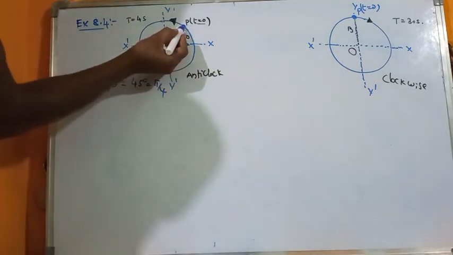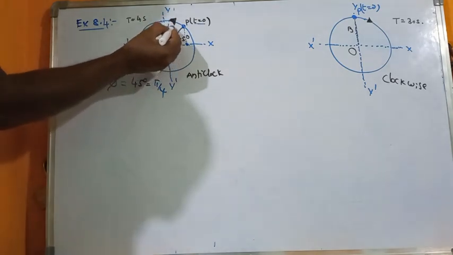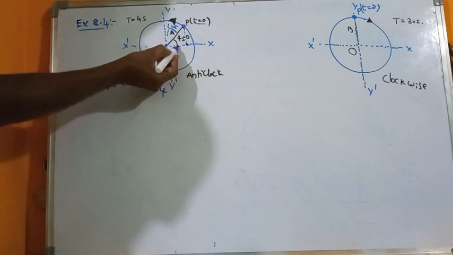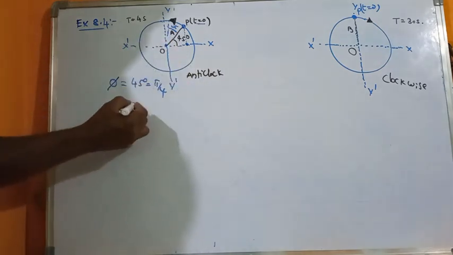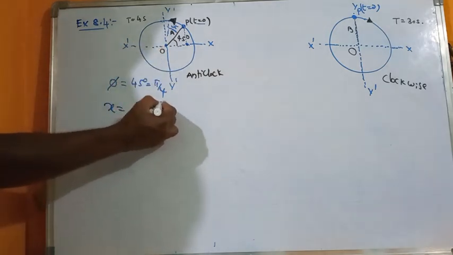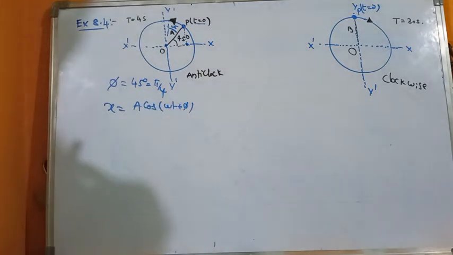Then after some time, this particle moves from this position to somewhere here. This is another position, and the angle made by that is omega t. So the total angle from here to here, we already know, is such that x is equal to a cos(omega t plus phi). Or we can also write it like this.